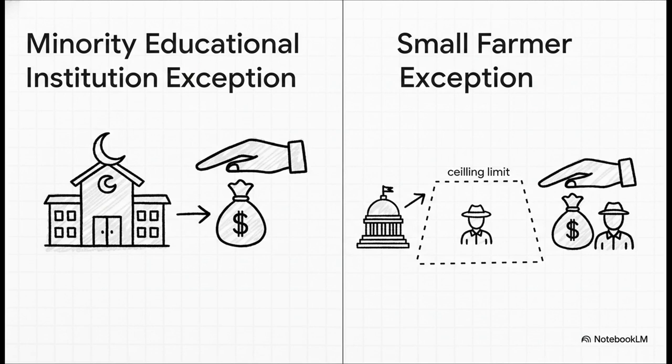But hold on, there are a couple of really important exceptions you need to know about. These are kind of like fossils left over from the old system. Even today, compensation is still guaranteed as a fundamental right in two specific situations. One, when the state takes over property from a minority educational institution. And two, when it takes land from a small farmer who is farming it themselves and is within the legal landholding limit.